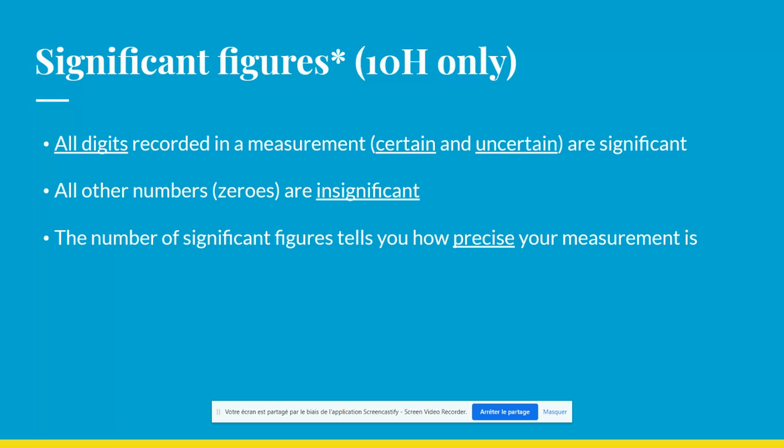These are the same notes from class in case you need them, but I'm also using them to recap the concepts. So the first thing that we need to understand is that everything that is measured will be significant, whether it is a certain or an uncertain digit. Everything that is not measured, which will be a 0, is not significant. And the more significant figures that you have, the more precise your measurement is.